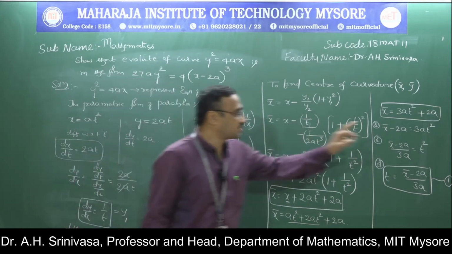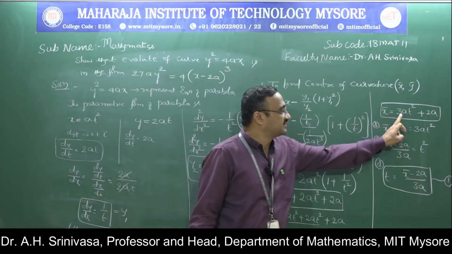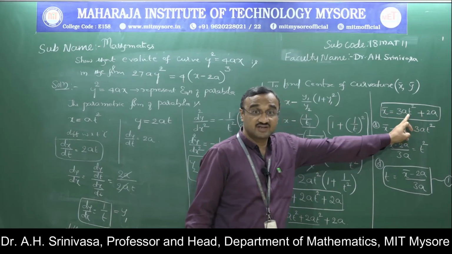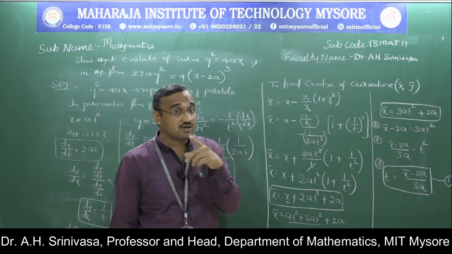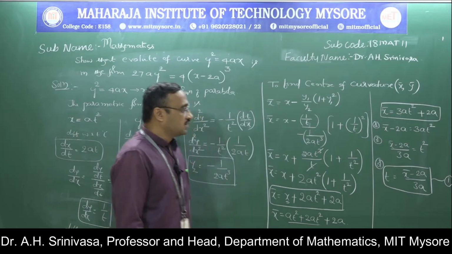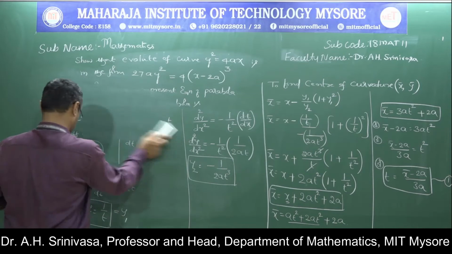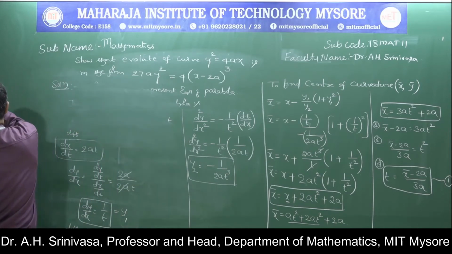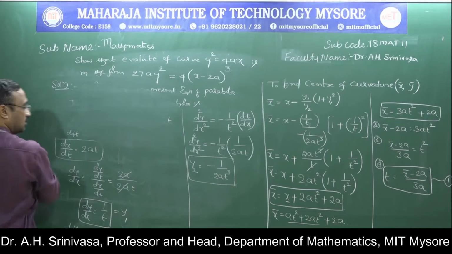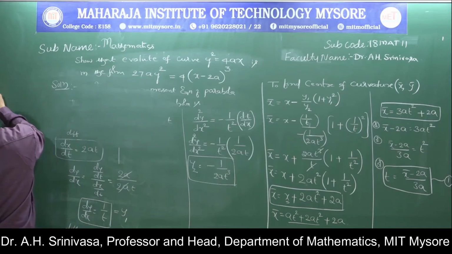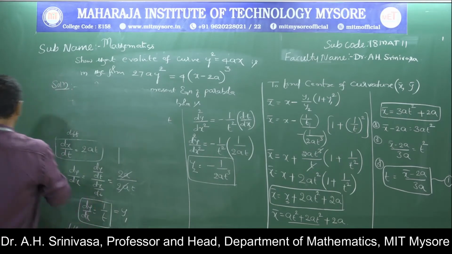The center of curvature, you have to remember, this is x bar. 3a t square plus 2a is the center of curvature in terms of x. I want to find y bar also. Again use the same formula for y bar. One by t, then y2 is minus 1 by 2a t power 3, then t is x bar minus 2a divided by 3a.